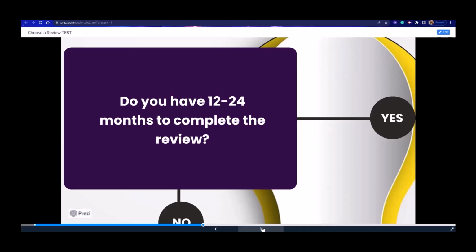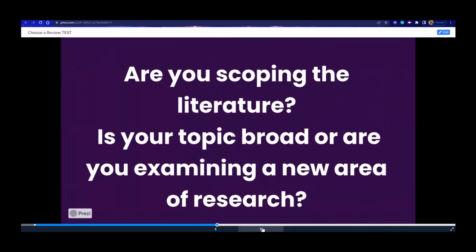I agree 100%. So yes, you have thought about your timeline. You do have 12 to 24 months to complete this review. You want to do the full process. So now you need to ask yourself another big question that I come across a lot with patrons, and this also comes down to the type of question you're asking: are you looking at a specific clinical, interventional, or therapeutic issue, or are you scoping the literature? Is your topic actually quite broad? Are you looking at a new area of research and just trying to see what's been written about it?